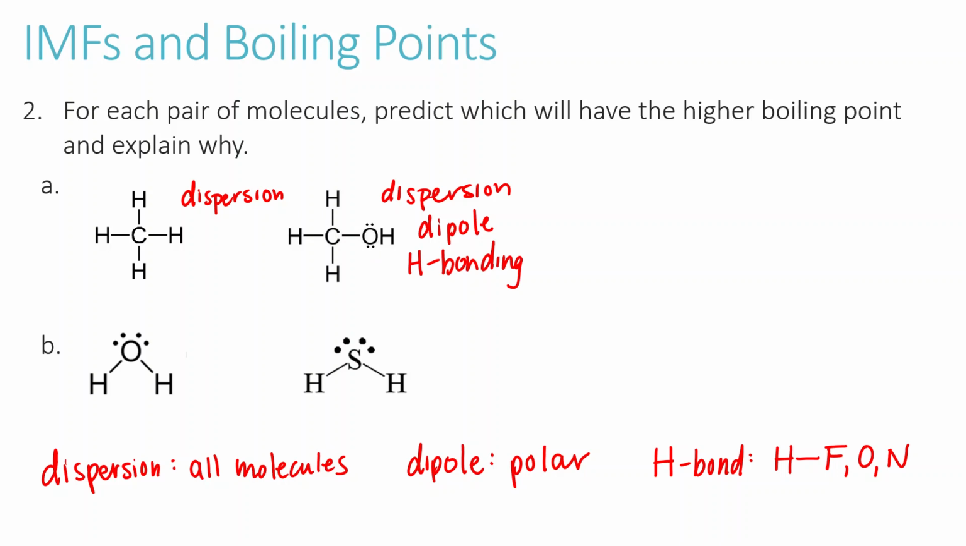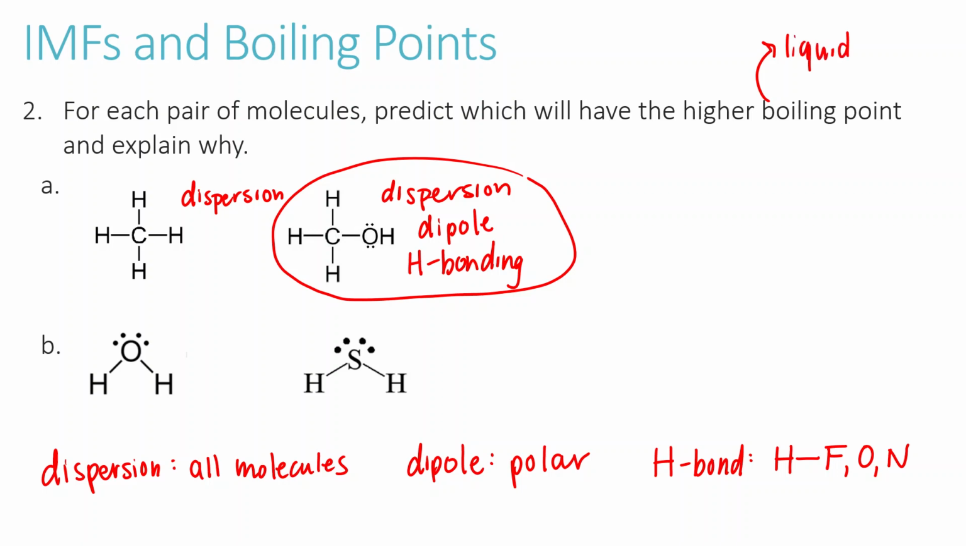So between these two, the one with the higher boiling point is going to be methanol. And that's because it has much stronger intermolecular forces. Boiling something just means that we are taking a liquid and we are converting this into a gas. So we do that by adding heat, which disrupts those intermolecular forces. So on something like methanol, because those forces are stronger, it's going to require more heat to disrupt those attractive forces. Next, we have H2O and H2S.